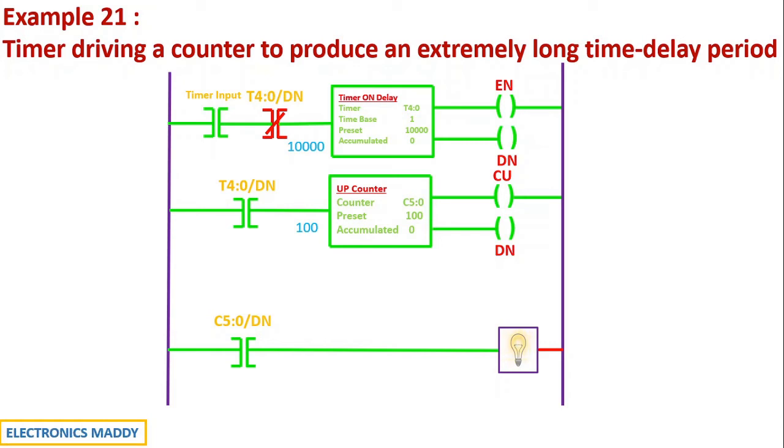What are we able to achieve at the outcome point of view? We are able to achieve a time delay of 10,000 into 100. We are able to achieve 10 lakh seconds delay by using a single timer and one up counter. You might ask me a question as why do we have to use one on delay timer and up counter to get 10 lakh seconds? Can't we directly put this 10 lakh seconds in this on delay timer preset value? The answer is a big no.